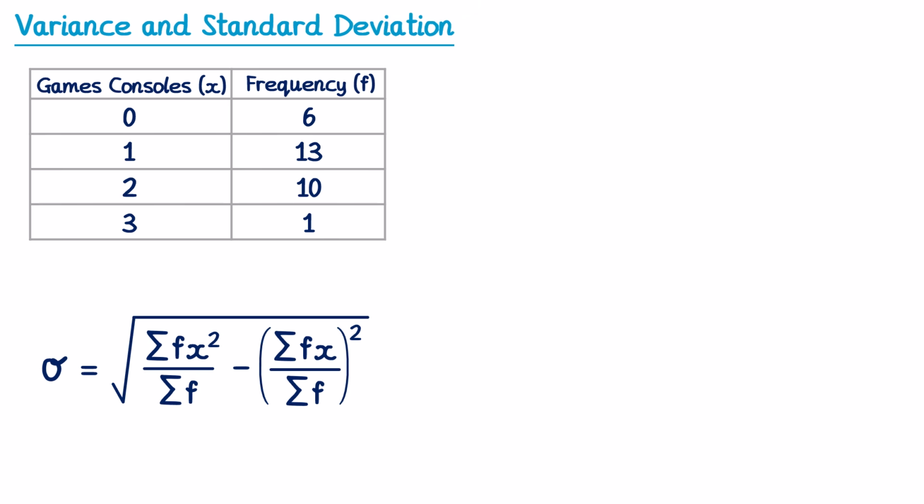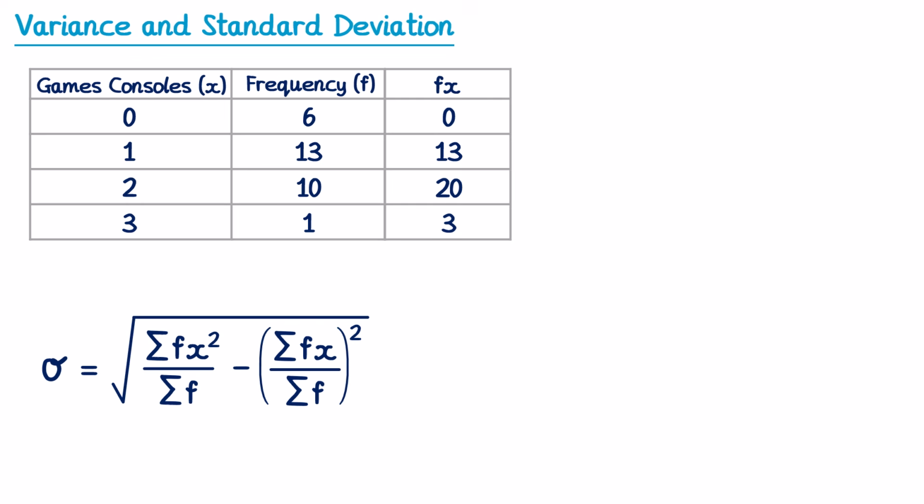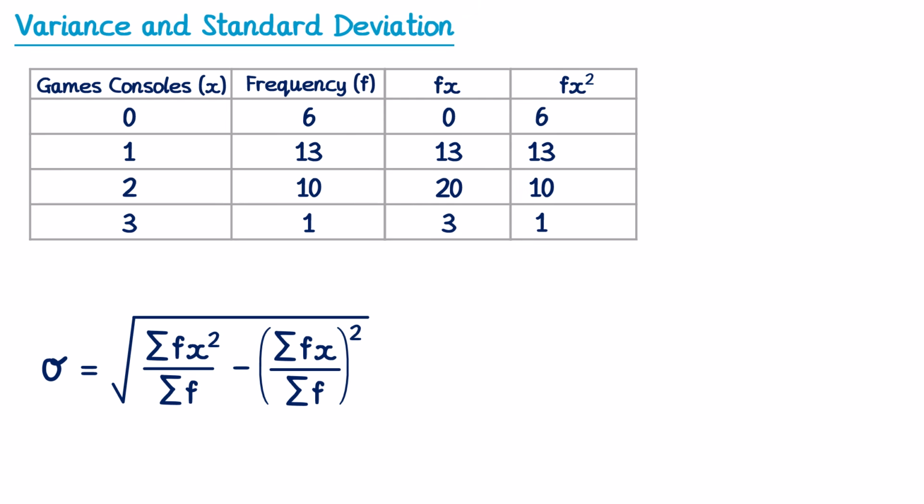Let's also look at how we can use the alternative formula to work out the standard deviation. So for this one we're going to start with the fx column like we did before, and we'll multiply 0 times 6, 1 times 13, and so on, but we did these values a moment ago. Then we'll work out the fx squared column. To do this, we multiply the f column by the square of the x column. So we take the x values and we square each of them and then multiply by f. That will give you these values here.